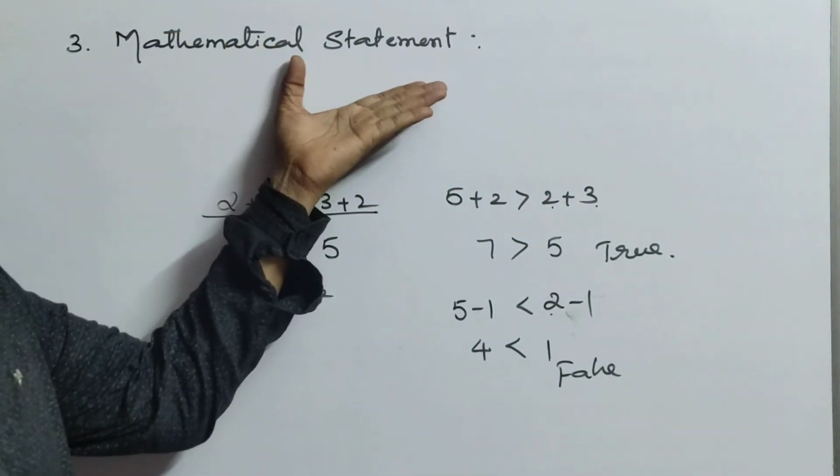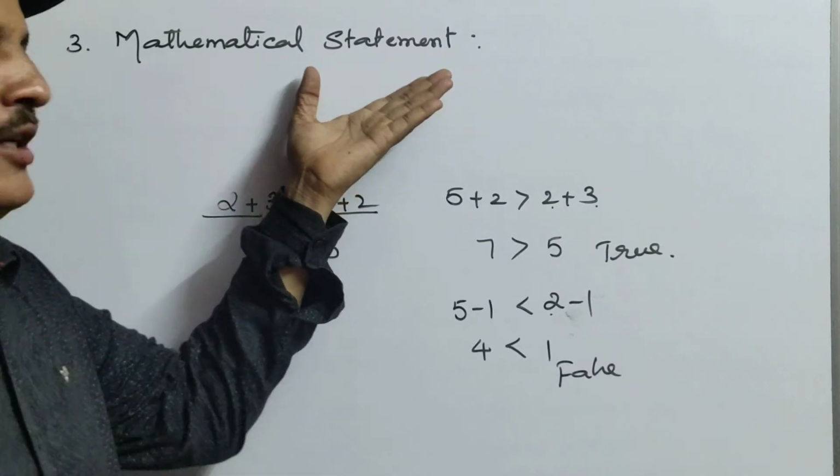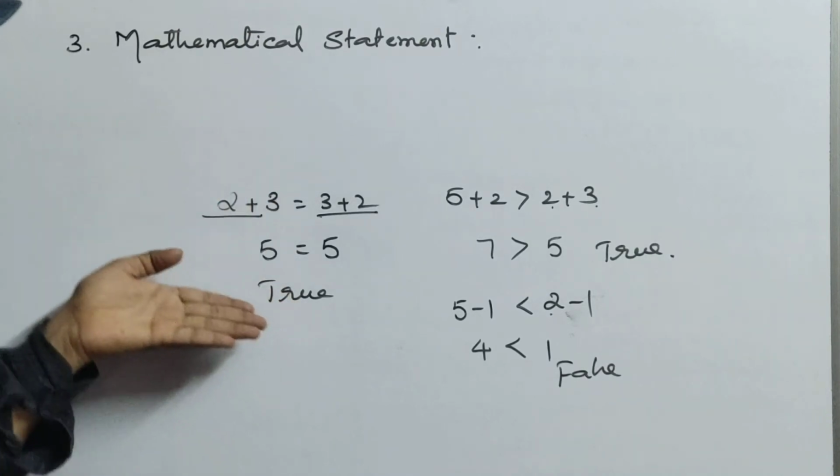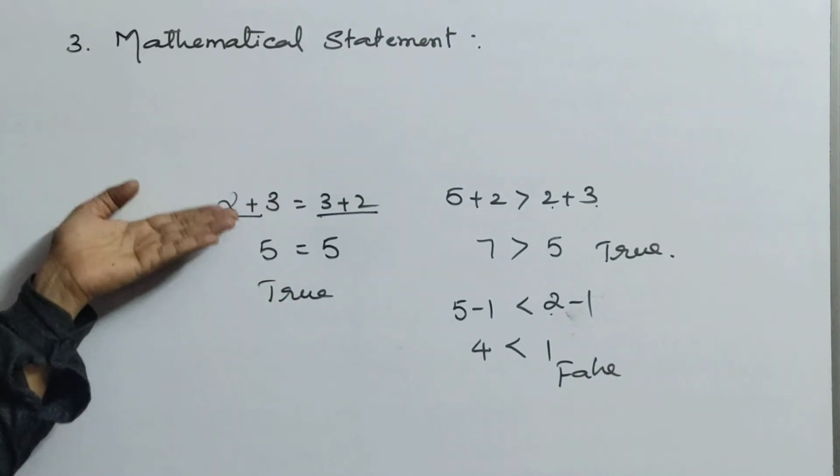Now, the mathematical statement. What is a mathematical statement? You may get confused. Don't worry, children. Everything will be clear. A mathematical statement means you take a mathematical sentence and verify it.